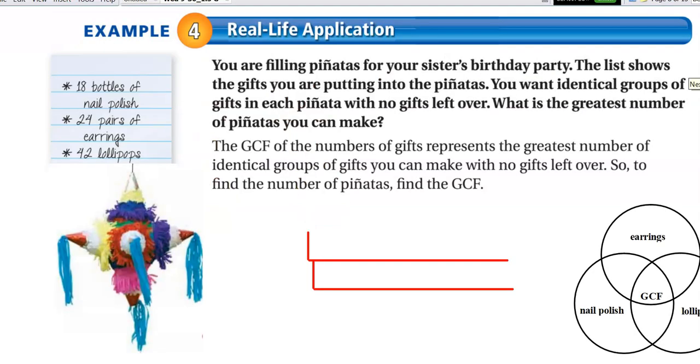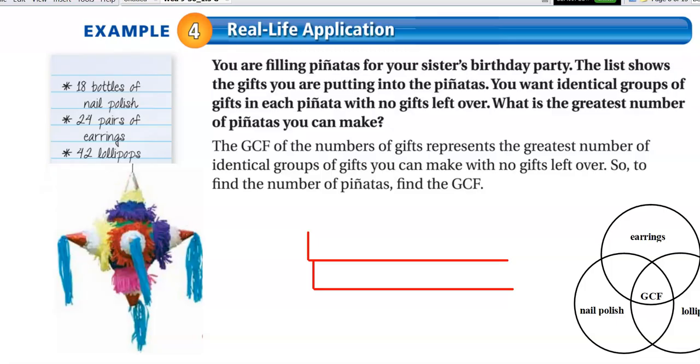Okay, next. So here's our real life application. The idea is you are filling piñatas for your sister's birthday. The list shows the gifts you're putting into the piñatas. You want identical groups of gifts in each piñata with no gifts left over. What is the greatest number of piñatas you can make?